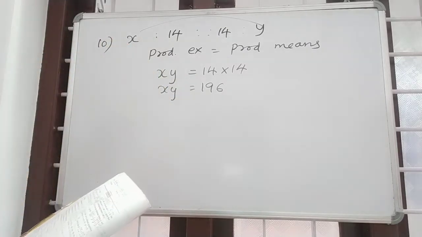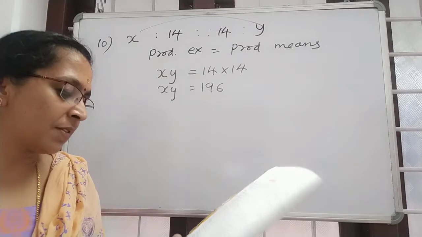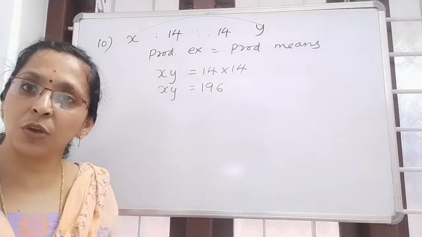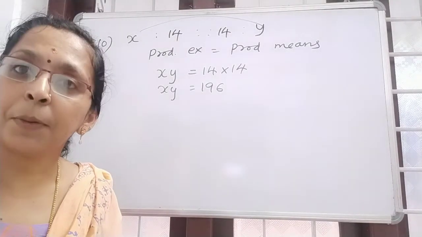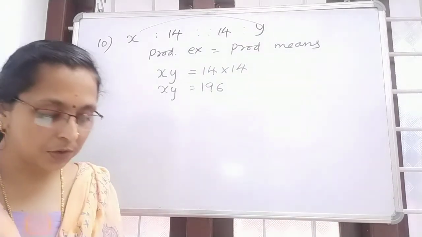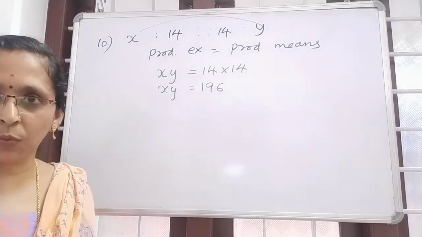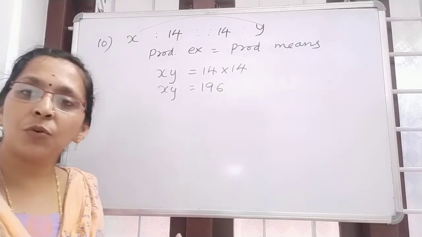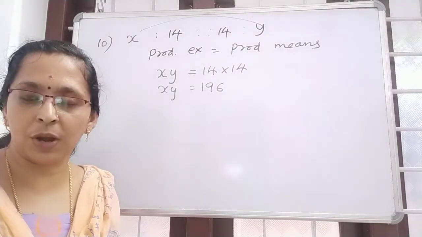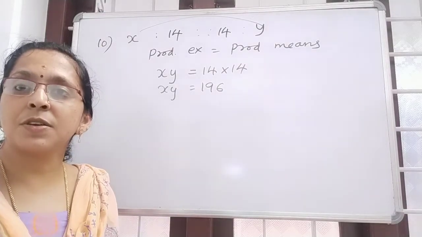Next, what is our condition given? The third proportional to them is 112. Also given, the third proportional to x and y, the two numbers, is 112.